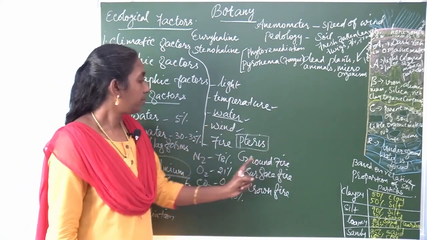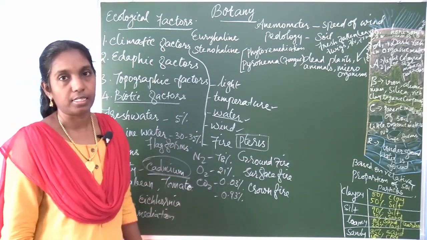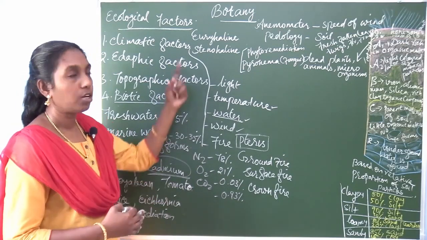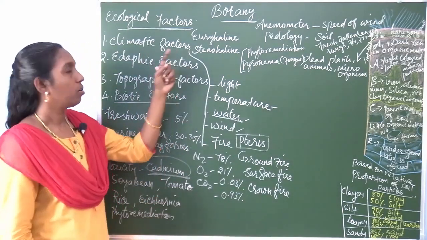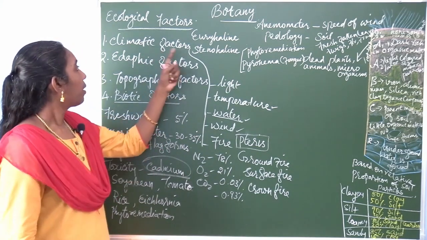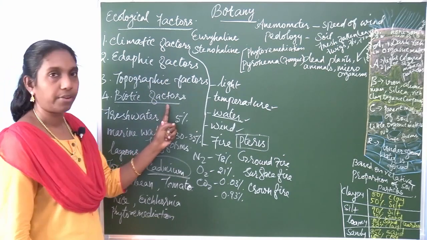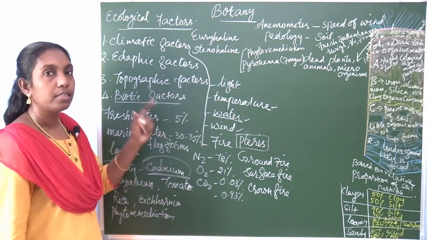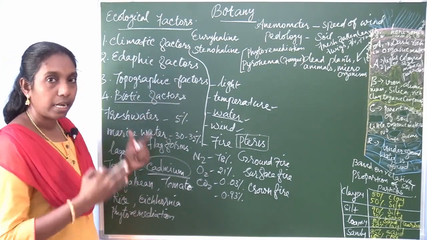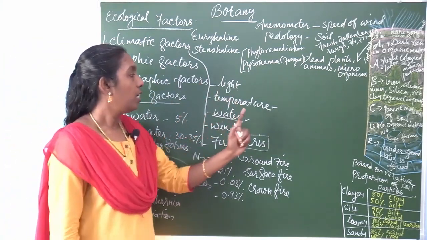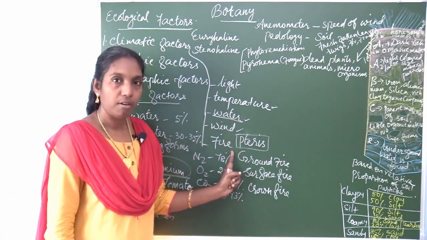So these are all climatic factors. The ecological factors are meaningfully grouped into four categories: climatic factors, edaphic factors, topographic factors and biotic factors. First, learn these headings. What are the climatic factors? Under climatic factors: light, temperature, water, wind and fire.